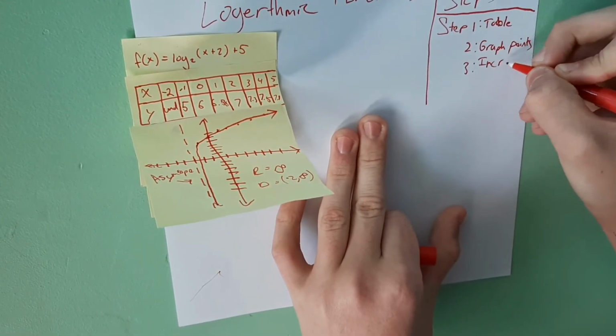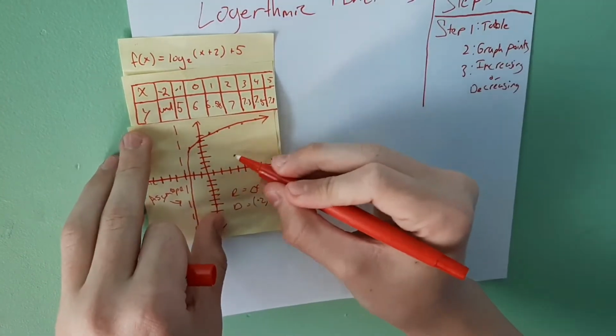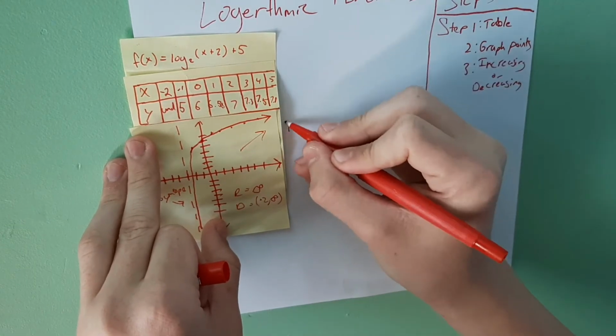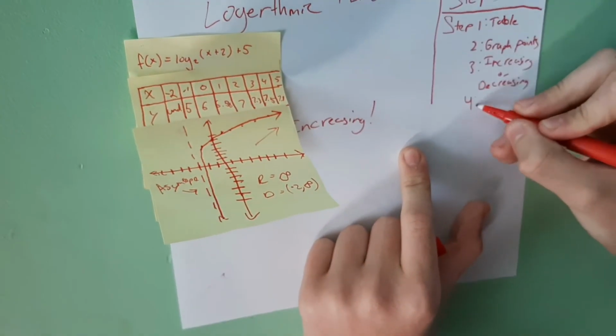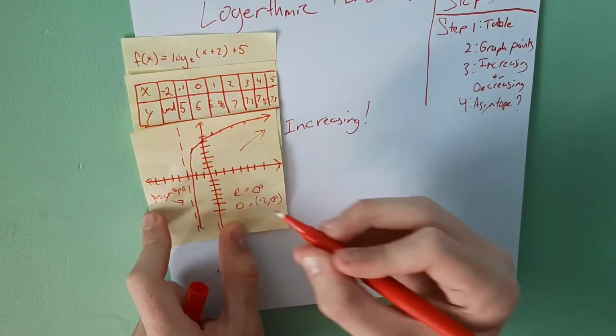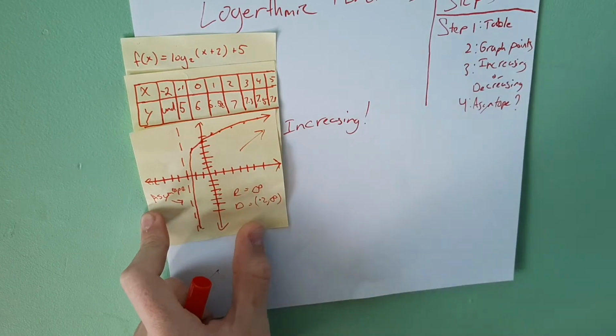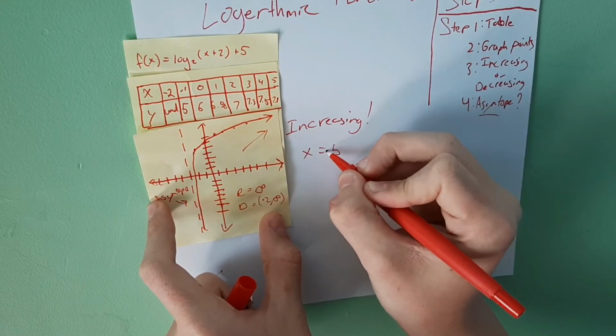Next, we're once again going to determine if it's increasing or decreasing. We can see that this equation is also increasing because of its positive outcomes. So we write down increasing, and we move on to our next step, which is our asymptote. Because our asymptote is on x instead of y, the answer will be x equals -2 instead of y equals -2.